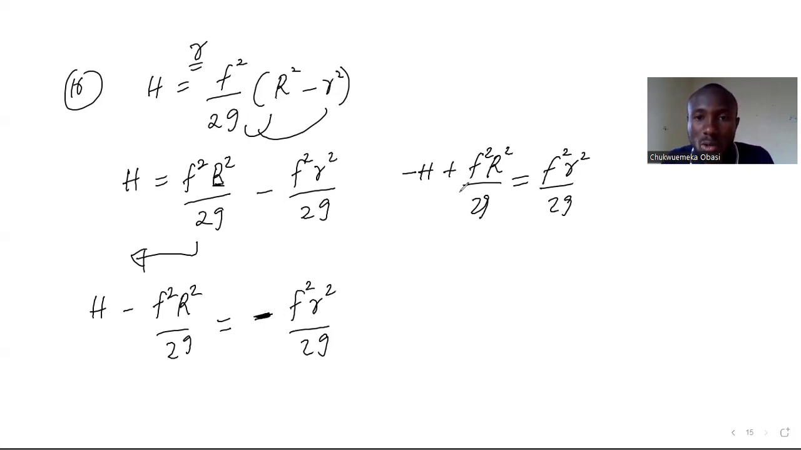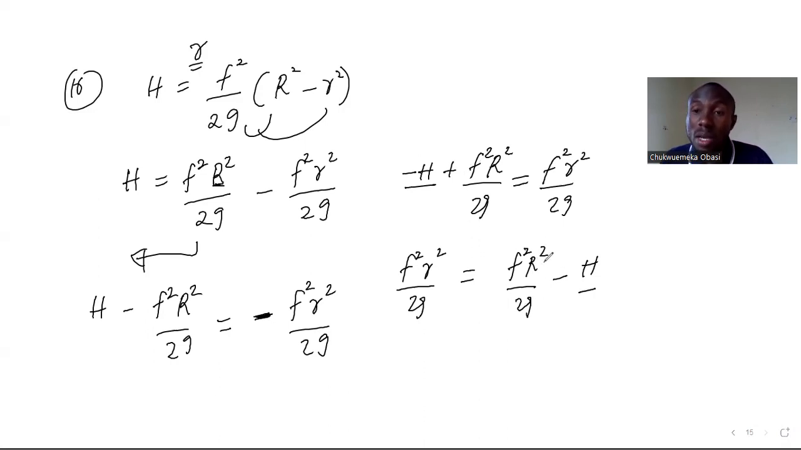So now I can go ahead and bring these to this side. So this is same as F squared R squared over 2G is equal to F squared R squared over 2G minus H. H is negative here. This quantity is positive, they're still positive. I'm just changing their positions so that this one comes first and it looks better like this.